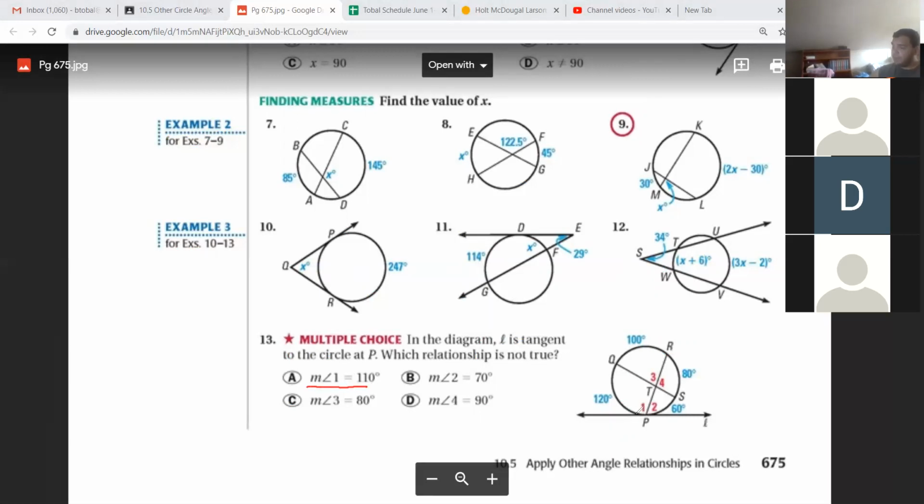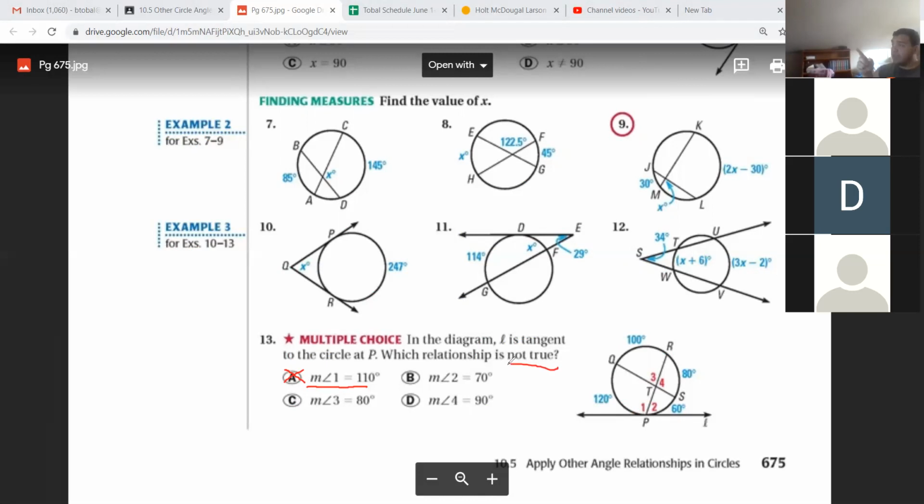And let's see why. A, angle number 1 is this angle here. So it should be half of the full arc it's covering, which happens to be what I drew in red. So angle 1 is 120 plus 100, that's 220, divided by 2. Cut it in half, that's 110. So angle 1 should be 110. Angle A is 110, so this is not your answer. We're looking for what's not true.